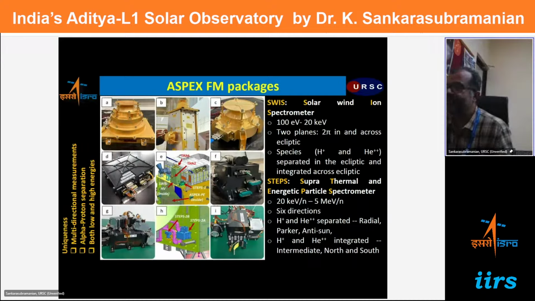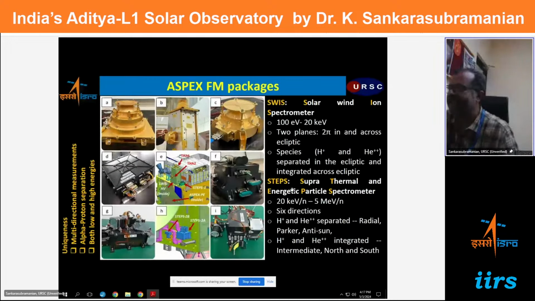Then coming to the in situ payloads, this is the ASPEX payload, which you saw mounted on the tower on the satellite. This is a tower where two of the systems are mounted. This is the SWIS package, which is mounted in two orthogonal directions, so that it samples the particles in the ecliptic plane as well as perpendicular to the ecliptic plane. So you get a full three-dimensional coverage of how the particles are around the L1 point.